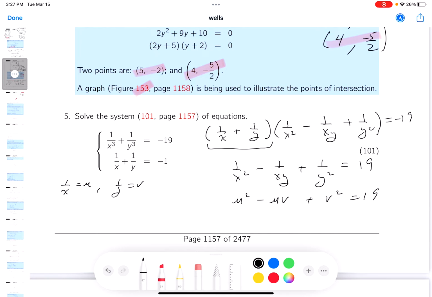And then I'm going to do it in this one too. I'm going to write that down. So it's going to be u plus v equals minus 1. And I am going to say that u is minus 1 minus v. Let me write that down for you.